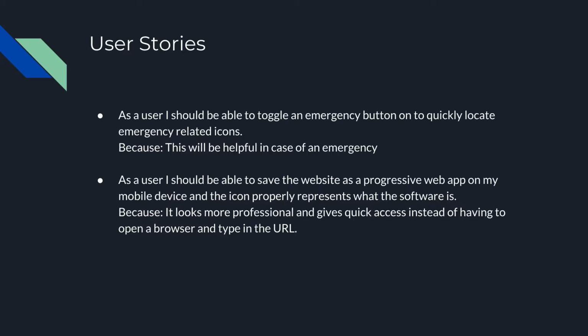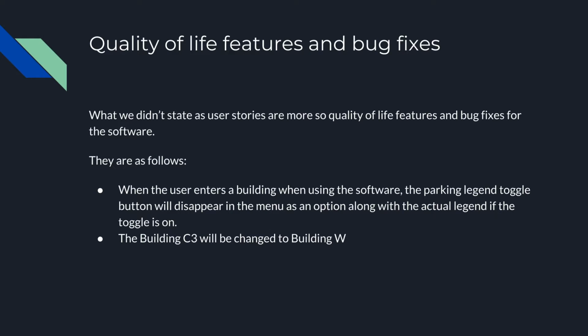Users should also be able to save the website as a progressive web app on the mobile device with an icon that properly represents what the software is. It gives it a professional look, it gives quick access to information instead of having to open a browser and type in a URL. It's just quality of life features and bug fixes.